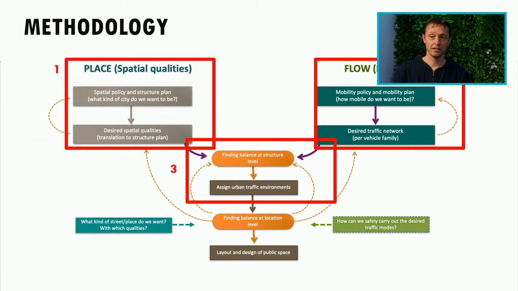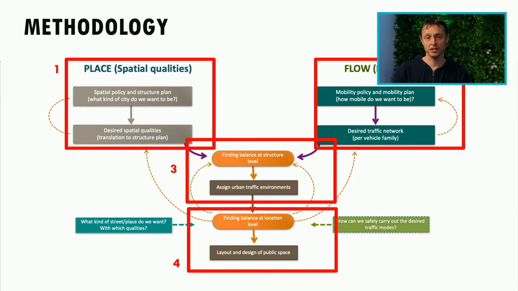Once we've done that, we bring them together. So that's the first act of balancing that takes place. And we do it at the network or structural level. And we hope we can combine what we want to achieve for space, or place and flow. If not, we have to go back. And if we can combine them, we have to make choices. And we set that in urban traffic environments, and we'll get to that later.